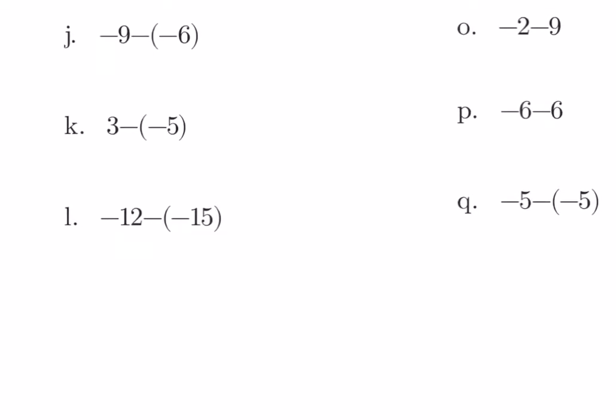All right, example J. Again, we're going to take our minus and negative. We're going to rewrite it as plus a positive. We have negative 9 plus 6. Same signs or different signs? Since these are different signs, we're going to subtract. Keep the sign of the larger number, so we get negative 3.